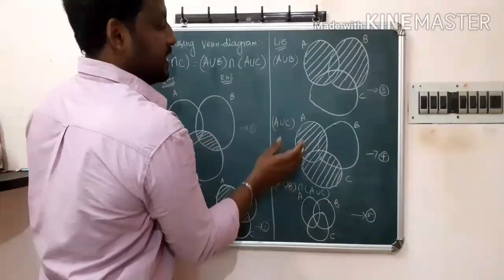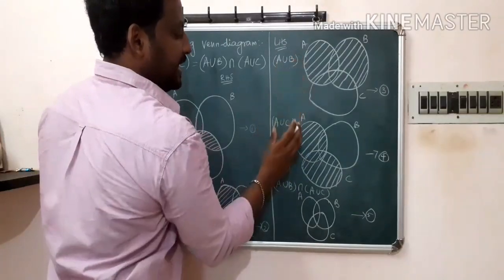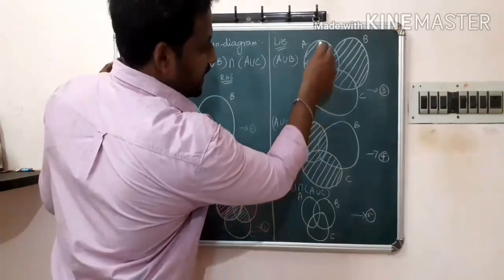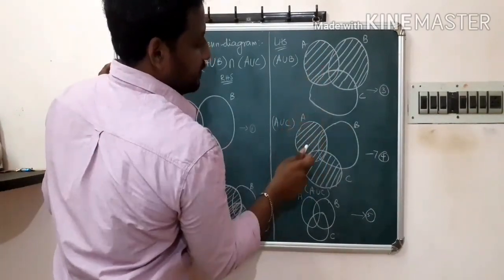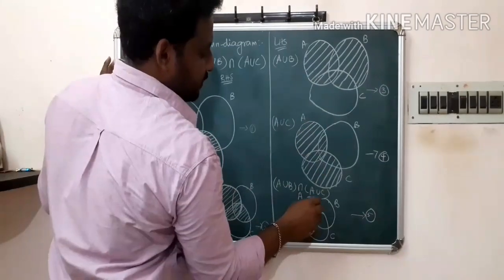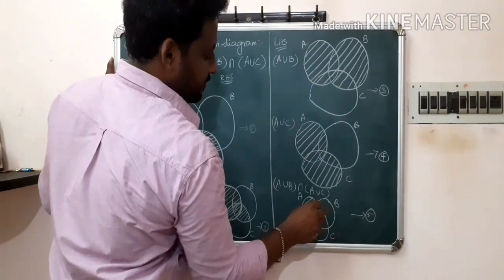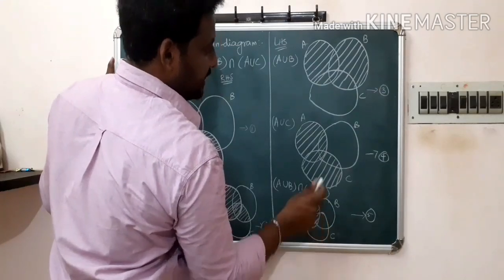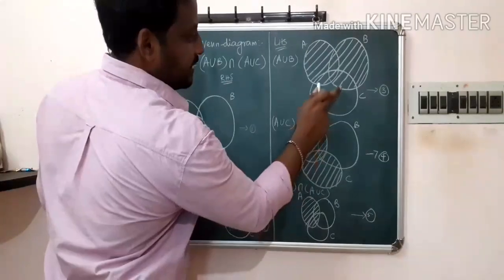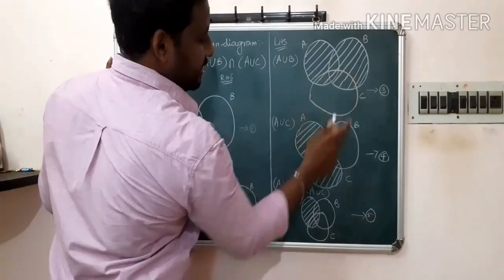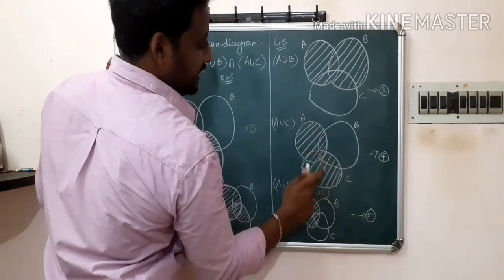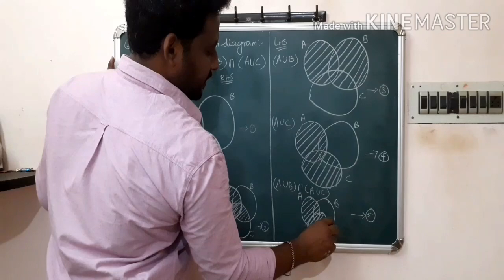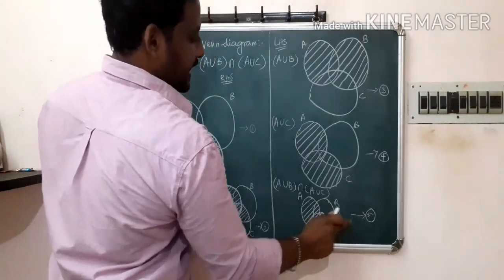Intersection means we have to take the common part of both A union B and A union C. We have to find the common part for these two diagrams. A is fully shaded in both 3 and 4. So we have to shade set A fully, and then the common part, which is shaded here, and the second diagram is also shaded here. So we have to shade that, and then the common part. So this is diagram 5.